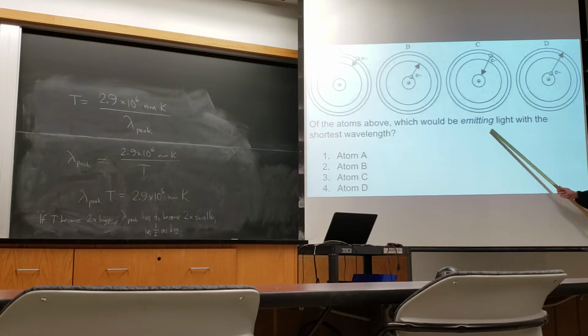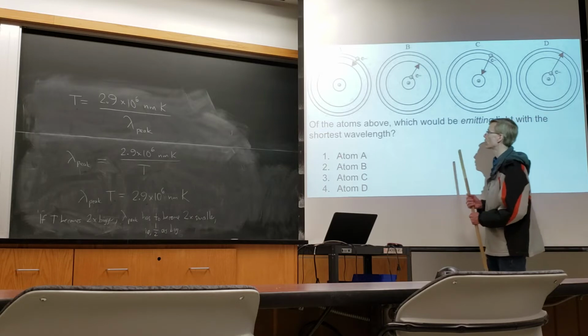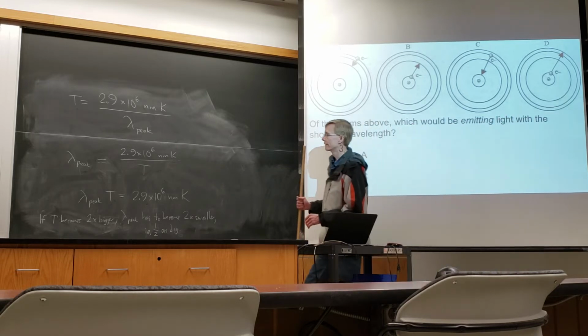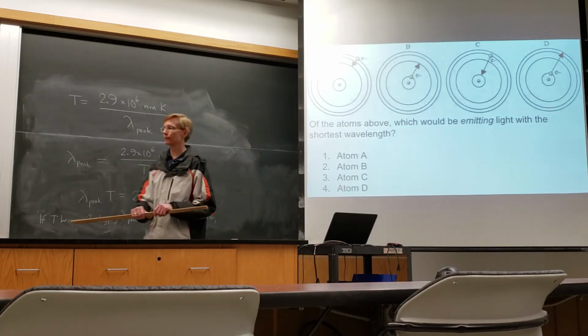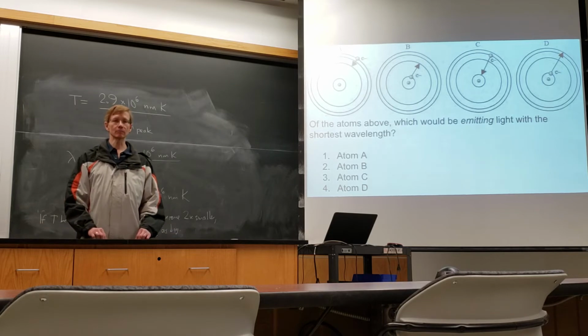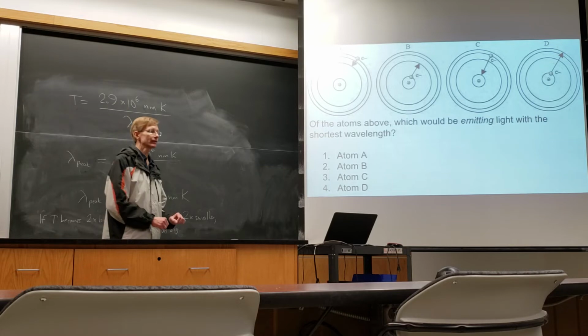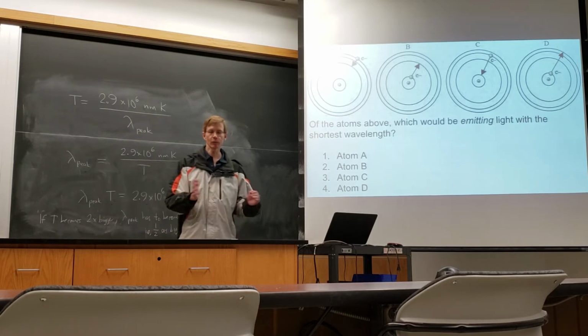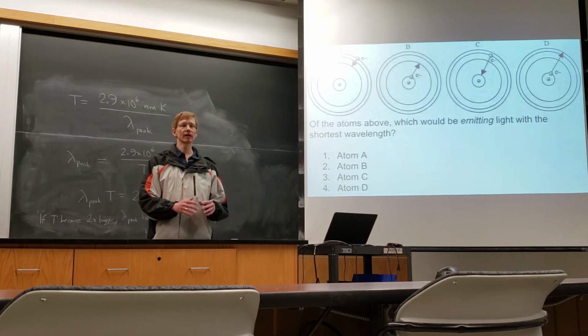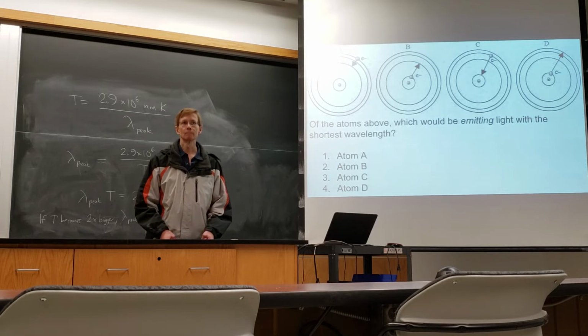But here we're being asked emitting light with the shortest wavelength. So shortest wavelength, will that mean the least energy or the most energy? You want to just be knee-jerk. For a photon, if I shorten the wavelength, do I make it more energy or less energy? Definitely more. So you don't even need to think about that. Shorter wavelength means higher energy.